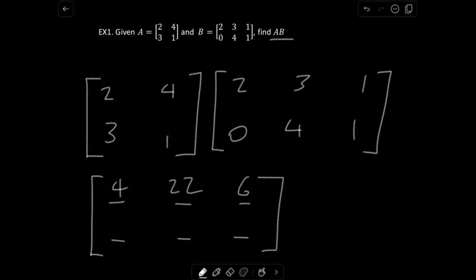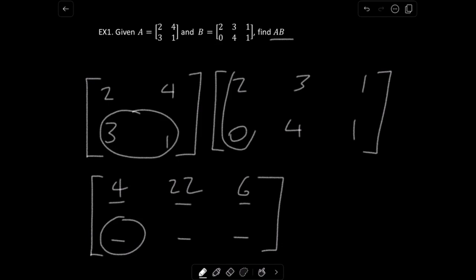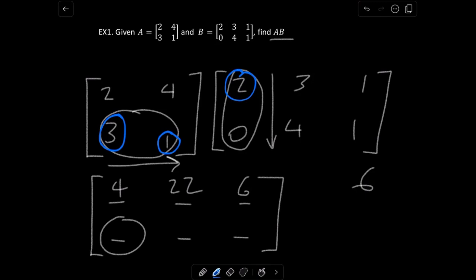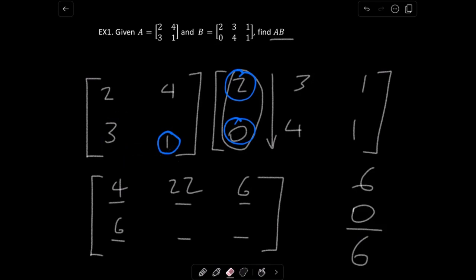Okay, now we are looking at row 2, column 1. Row 2, that's a bad circle. Row 2, column 1. When I multiply left to right, top to bottom, it's 3 multiplied by 2, that's 6. And it's 1 multiplied by 0, that's 0. Add them up, you get 6. There's your answer, 6. Okay, we're getting there. Let's do it again.